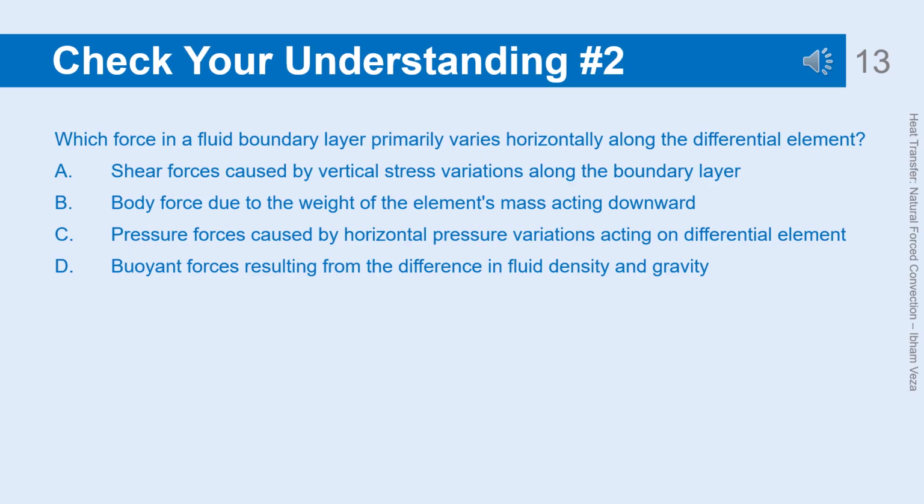B. Body force due to the weight of the element's mass acting downward. This is incorrect as body forces act vertically due to gravity and are independent of horizontal pressure variations. D. Buoyant forces resulting from the difference in fluid density and gravity. This is incorrect because buoyant forces are not relevant to the pressure variation described in a boundary layer's horizontal direction. They pertain to vertical forces in fluid statics.